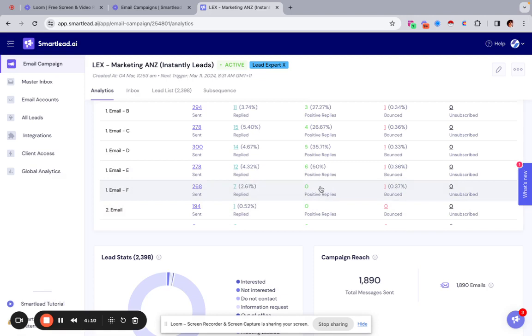So the easiest one to start off with, for most of you guys watching this, would be positive responses, because that's people expressing interest. Then from there, it's booked calls. Then from there, it's deals closed. So yeah, this is how you read it. This is how you would kind of manage the data.